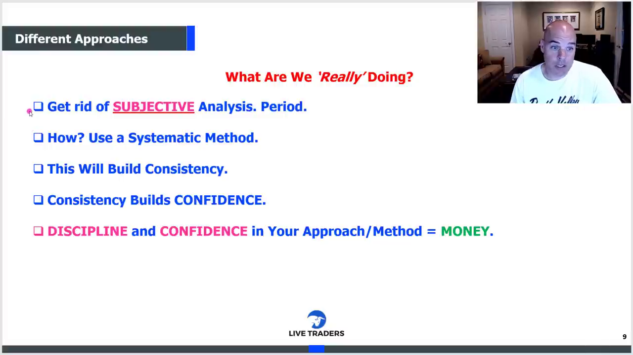Right? I mean, everyone can sit here, oh, yeah, I'm just going to get rid of the subjective analysis. I'm going to need a systematic method or approach. It's going to help me build my confidence through consistency. I'm going to apply discipline to it. I'm just going to make money. Well, yeah, duh. 1 + 1 = 2.